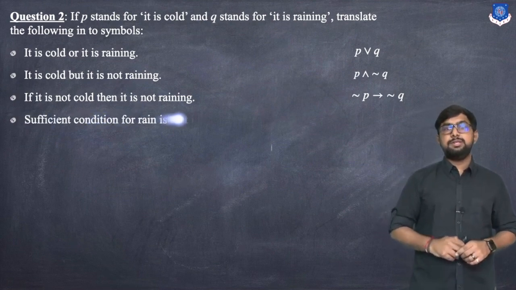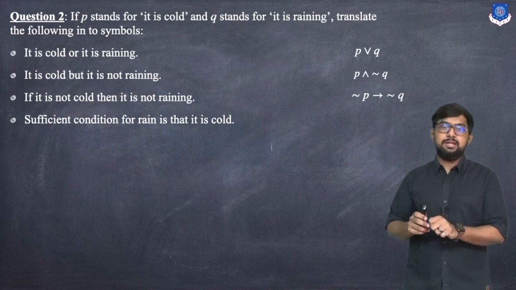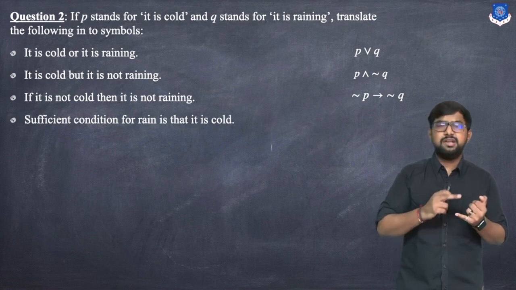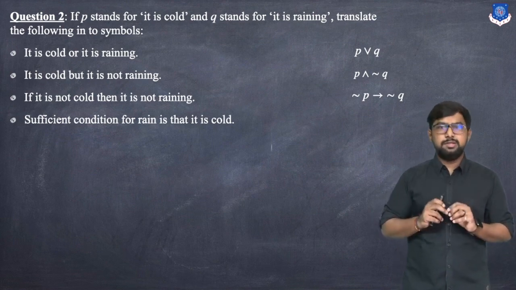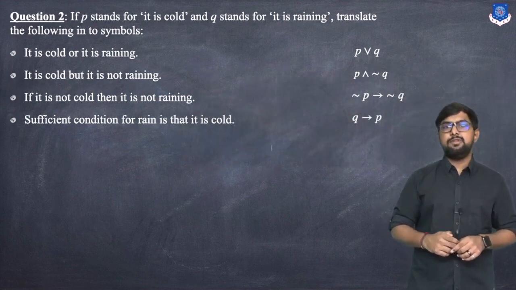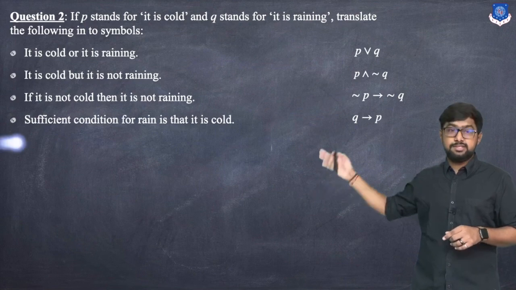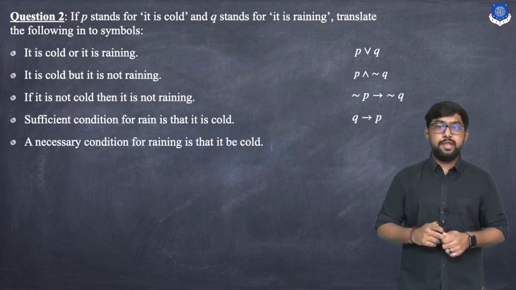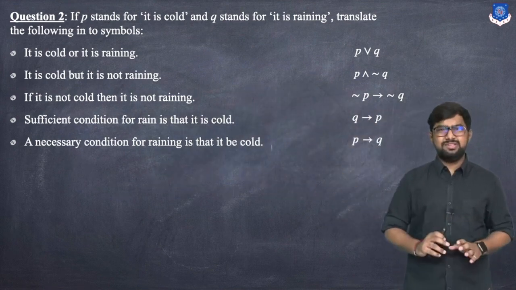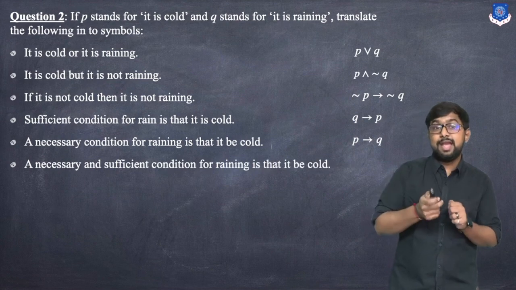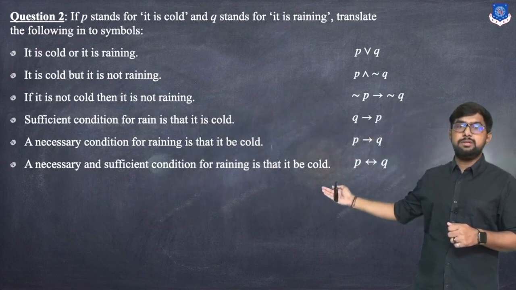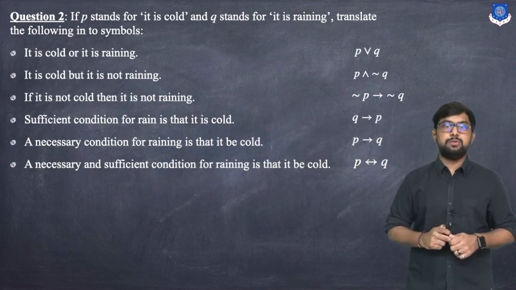Easy. Then next: a sufficient condition for rain is that it is cold. We have studied this type of statement, sufficient condition and necessary condition, and it is very easy. I think it is P implies Q or Q implies P. Just think about it. So it will be Q implies P. Then next: a necessary condition for raining is that it be cold. So it will be P implies Q. It is easy. And last: a necessary and sufficient condition for raining is that it be cold. So it will be P double implication Q.